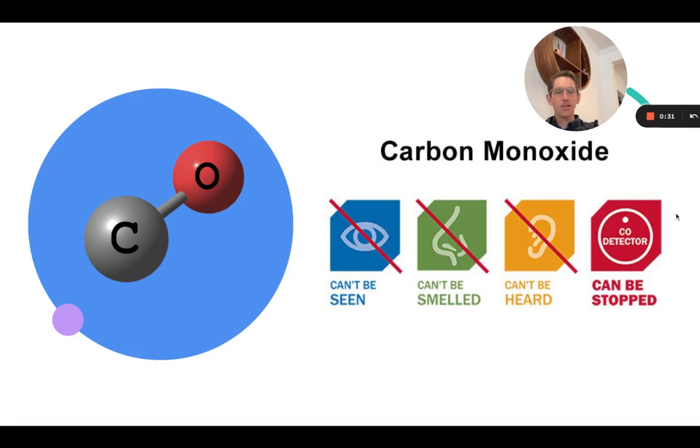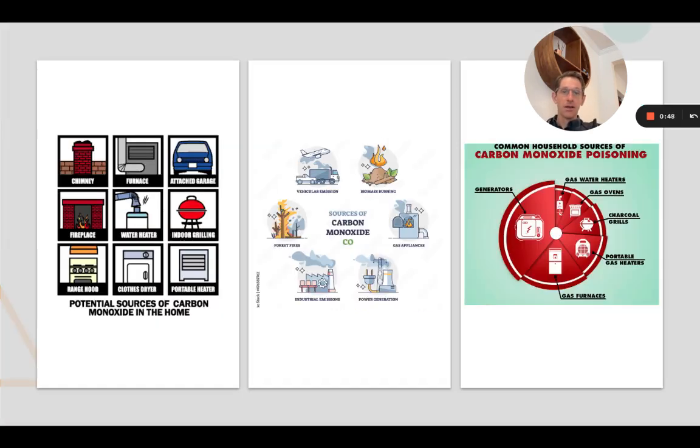The reason carbon monoxide is so dangerous is because it's colorless, odorless, tasteless, non-irritating, so it can be present and you won't know unless you have a detector or you become symptomatic. And it's produced anytime you have the incomplete combustion of carbon-containing material.